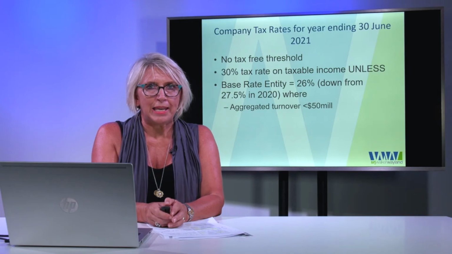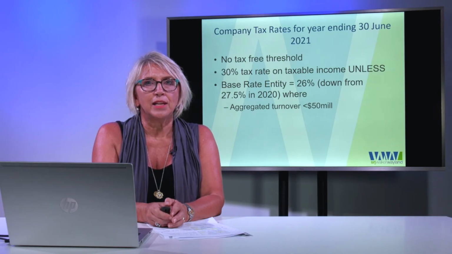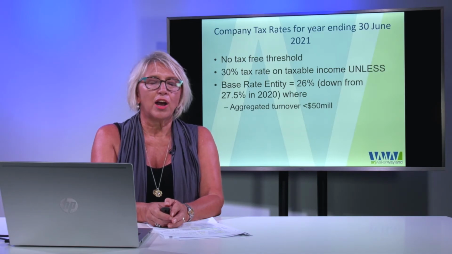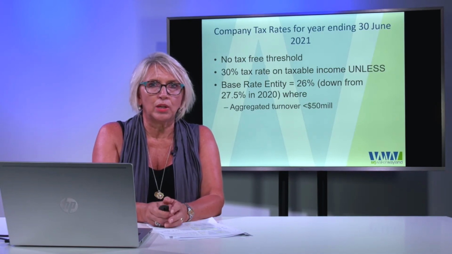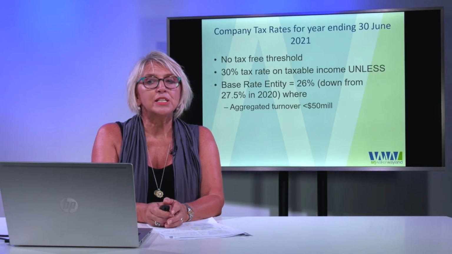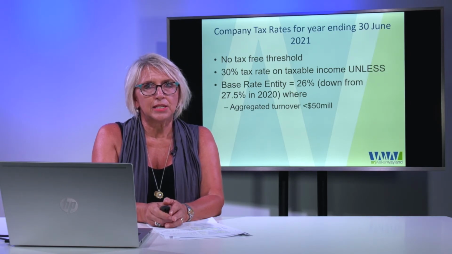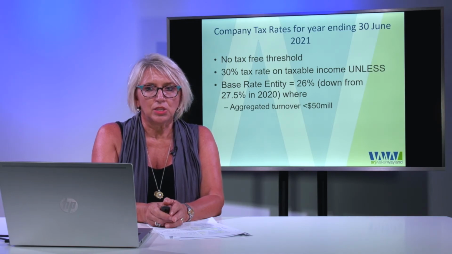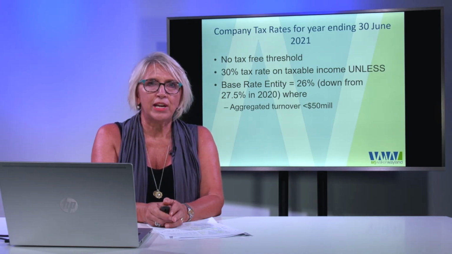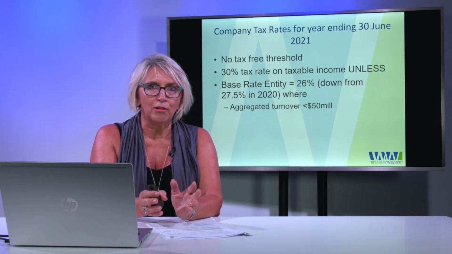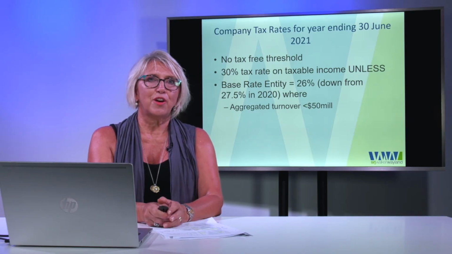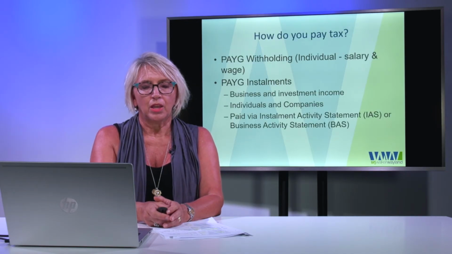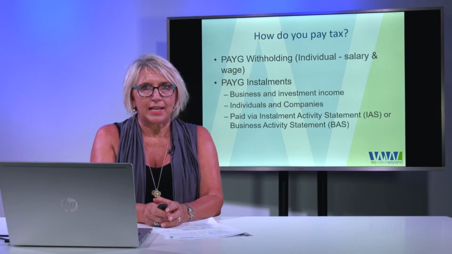Generally speaking, the company tax rate is currently 30%, unless you are classified as a base rate entity or a smaller company, in which case the 2021 tax rate is now down to 26%, down from 27.5% in 2020. And a base rate entity is generally, there are rules, one that is classified as having aggregated turnover of less than 50 million. So how do we pay tax?